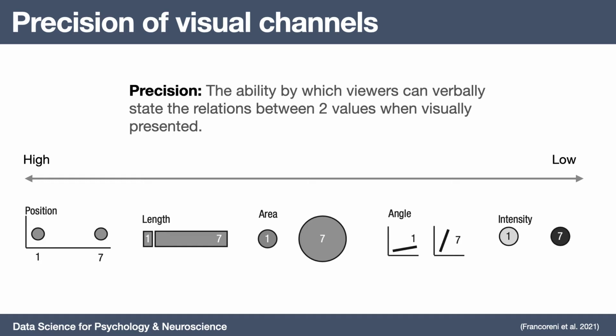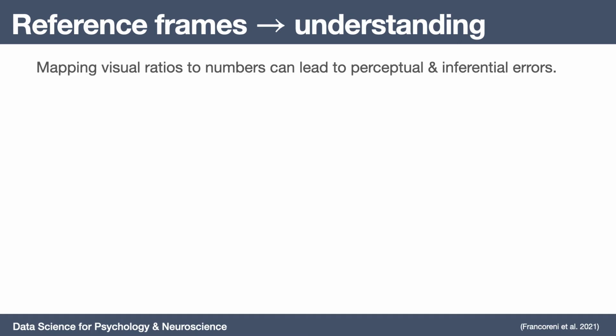extract information. One example of this is reference frames, or the framing or scaling of information and how that can bias understanding. We know that mapping visual ratios to numbers can lead to perceptual and inferential errors. This goes back to early days of data visualization. In fact, the book How to Lie with Statistics takes advantage of this problem as a demonstration of ways to kind of tweak the reader's perception.